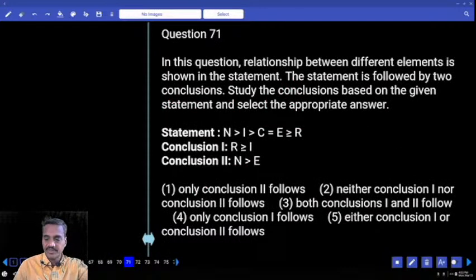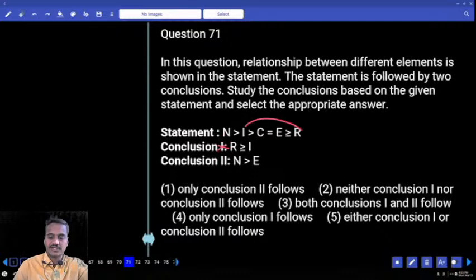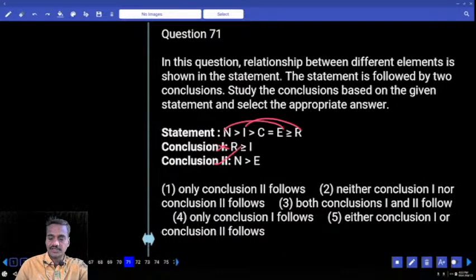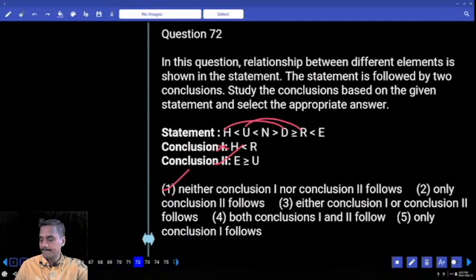R and I. I greater than R is true. R lesser than I is true. R greater than or equal to I is false. N and E. Now here N greater than E is definitely true. And so only 2 follows, choice 1, 71.